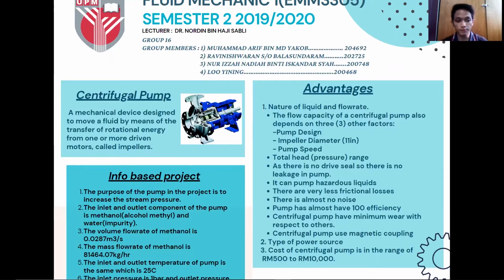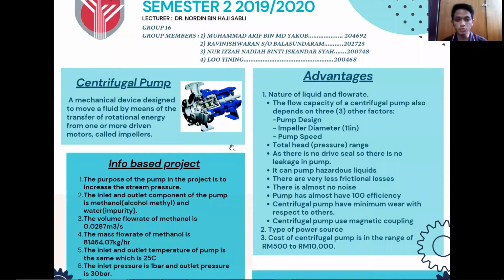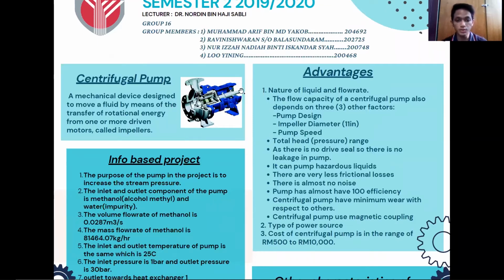So a little bit of what our project was. We were given a task to produce acetic acid from raw material methanol. The reaction involved here is carbonylation of methanol. This reaction takes place at 30 bar. Therefore, the raw material methanol needs to be pressurized to that pressure before going into the reactor. And for this purpose, we're going to choose this pump.